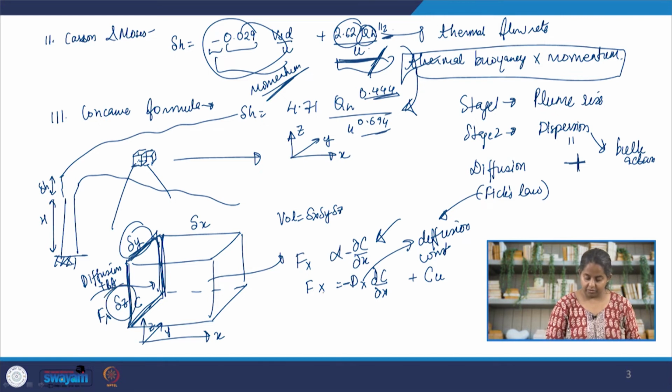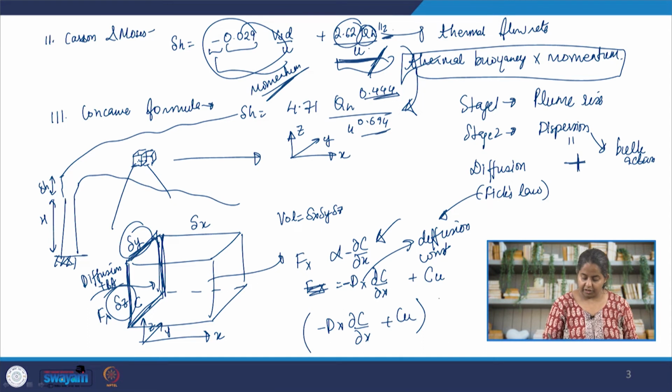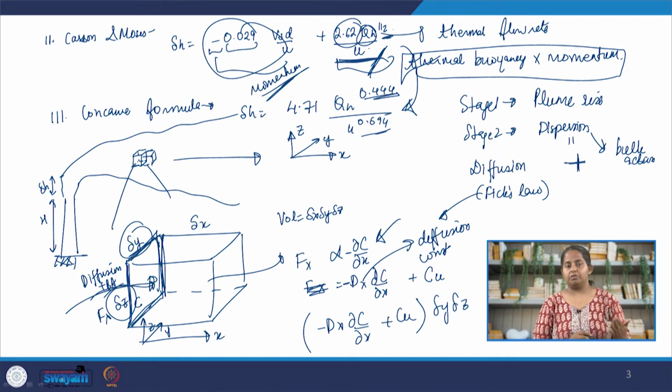So this is no longer just Fx. So minus Dx del C del x plus Cu into del y del z will tell me the flow rate in through this one face of the parallelepiped. We are going to do it with all faces in all directions x, y, z. Right now we are writing for x, and then similarly we will write for the others too. Okay, now this is incoming mass coming in.